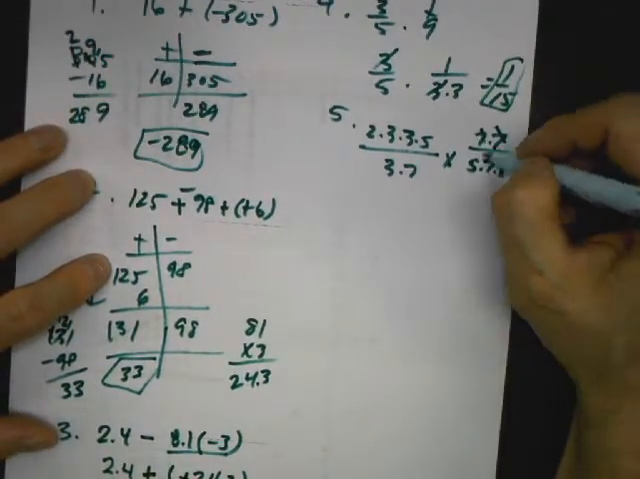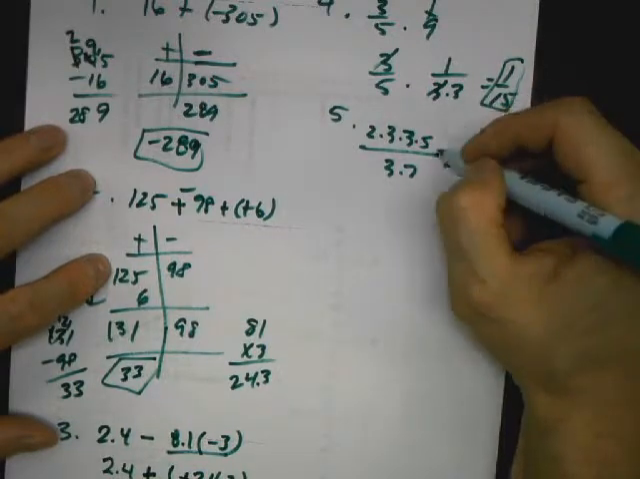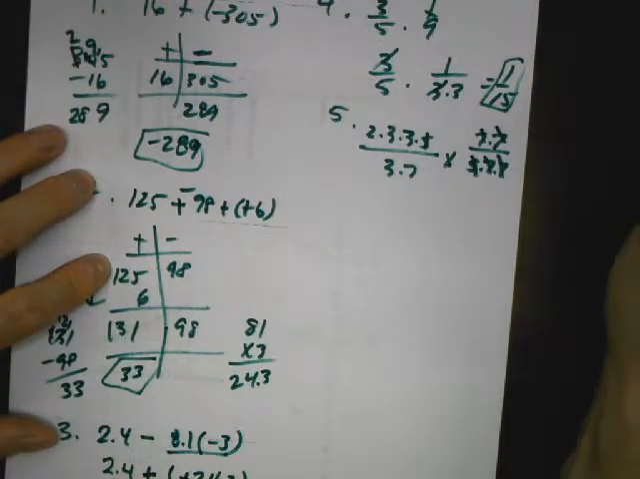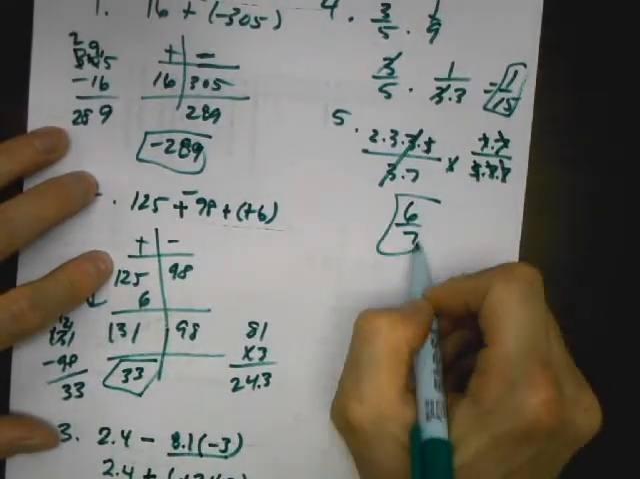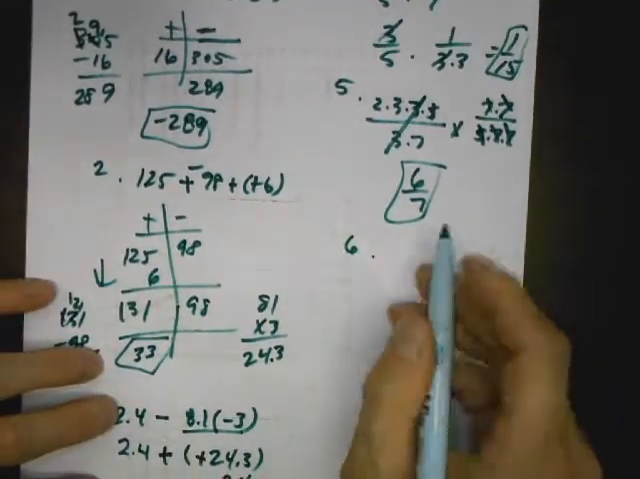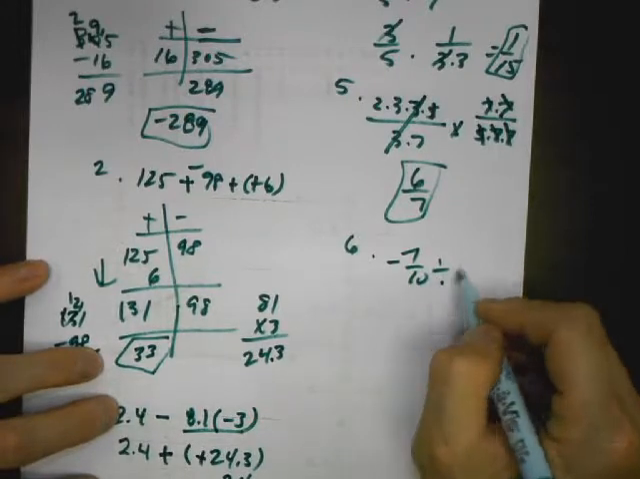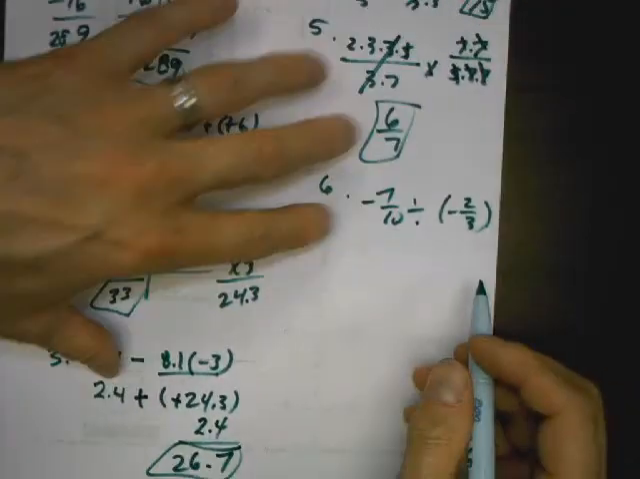If I got a 7 on top and bottom, I can cross those out, right? I got a 5 on top, 5 on bottom, I can cross it out. I got 3s, I can cross out. Whatever's left gets multiplied, there's our answer. Number 6, negative 7/10 divided by negative 2/3.